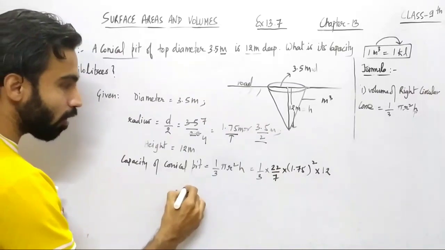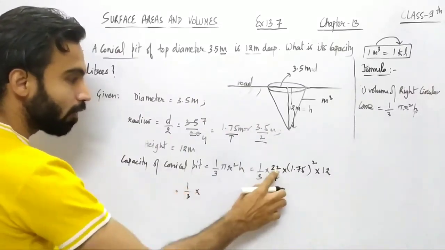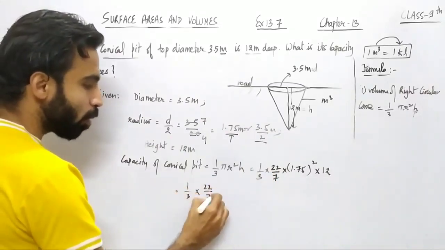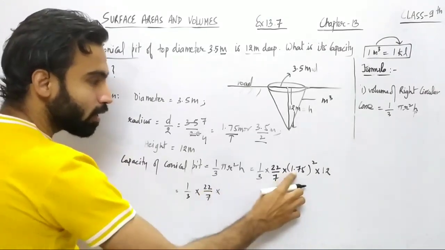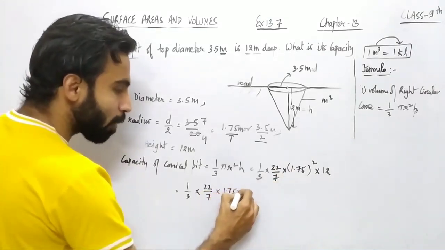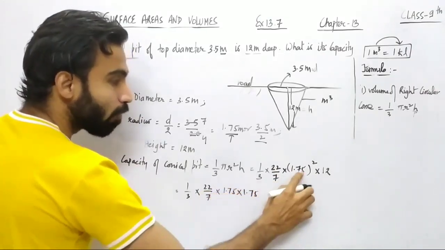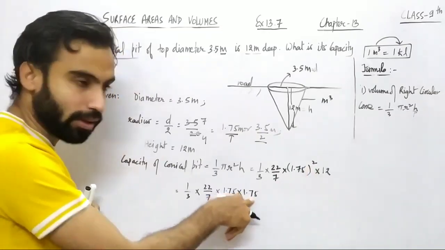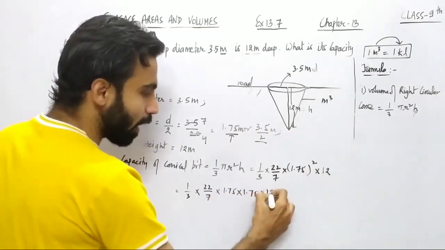Now further, if I just solve this, so 1 upon 3 as it is, then 22 upon 7 as well. Then you can see here 1.75 squared means 1.75 into 1.75, multiplied 2 times, right? Then into 12 as it is.